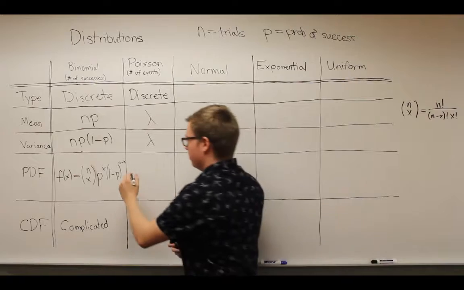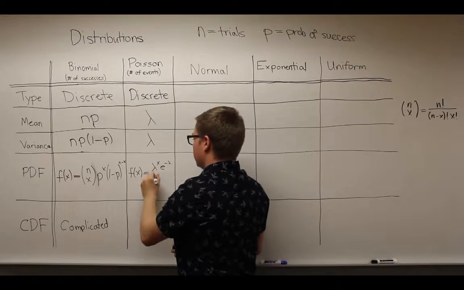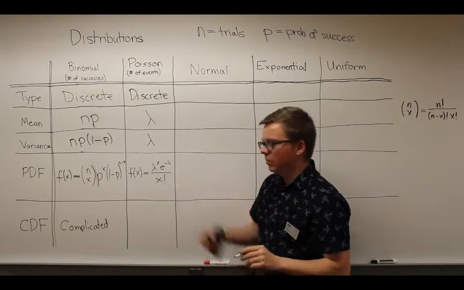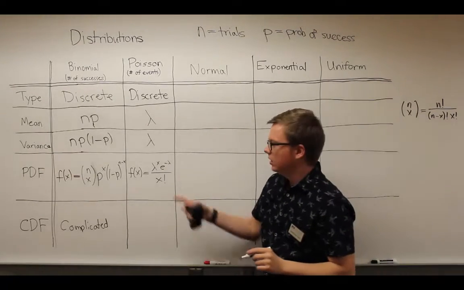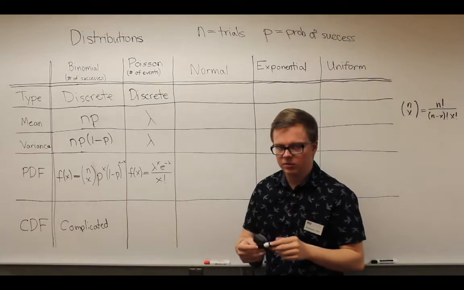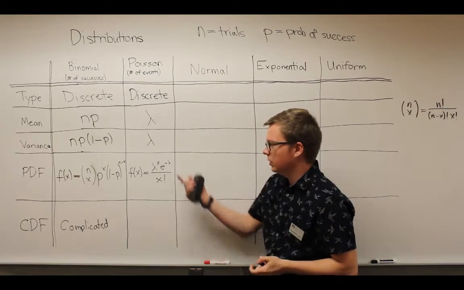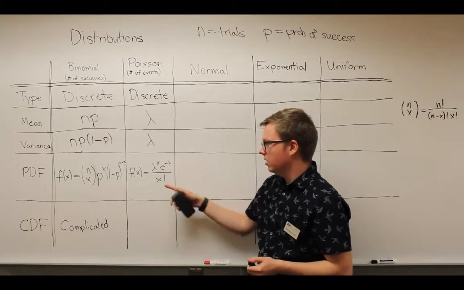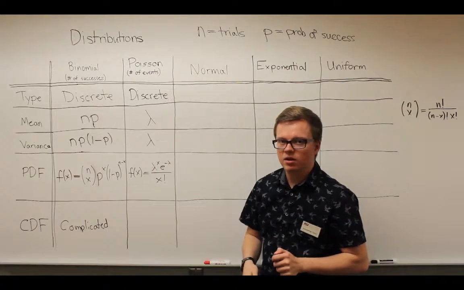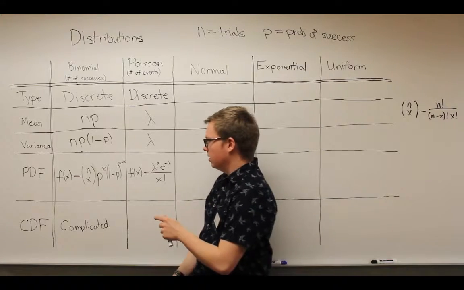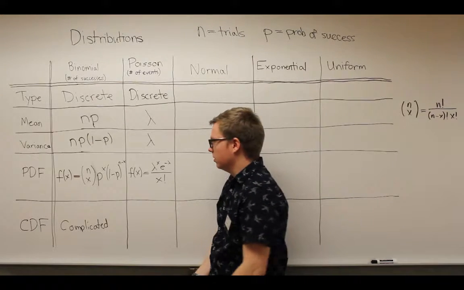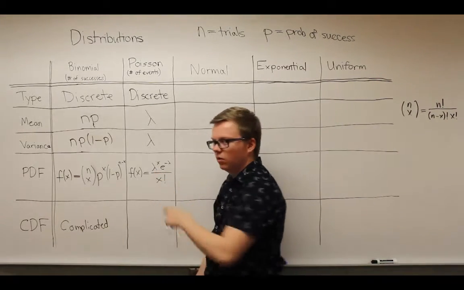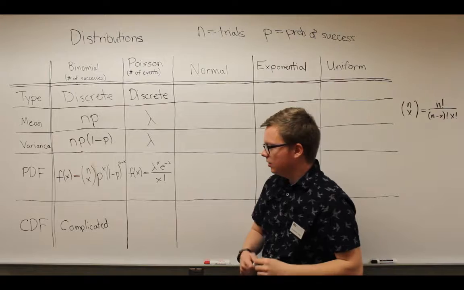And then the PDF is given by f of x equals lambda to the x times e to the minus lambda over x factorial. E is just a constant, about 2.7, that you can find in your calculator. Lambda, again, is the mean, and x is the value you're interested in. So, for example, you can find the probability of exactly 3 calls within the next hour by plugging in x equals 3. And of course, you have to know what the mean number of calls is.